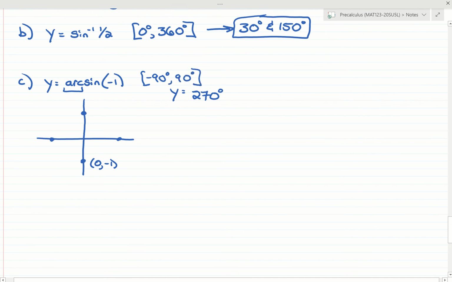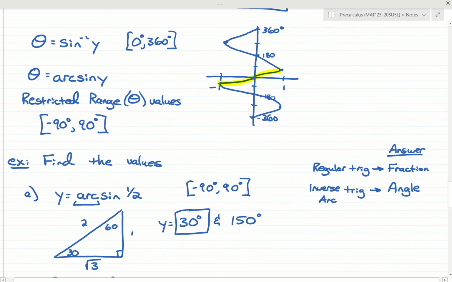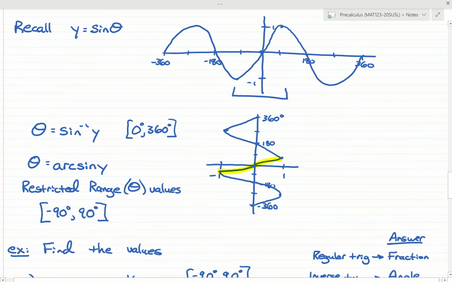We want to get an answer between -90 and +90 degrees. If you were to type into your calculator the inverse sine of -1, it wouldn't tell you 270. Your calculator is programmed to give you the arc values. It would go this direction, the negative direction. So 270 is the same angle as -90 degrees, and -90 is within our restricted range values. All right, so that's inverse sine.